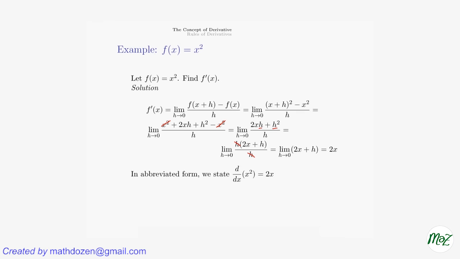In short form, we usually state that the derivative of x squared is equal to 2x, or d over dx of x squared is 2x.